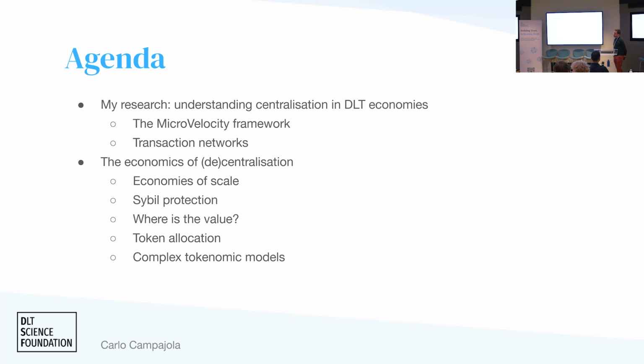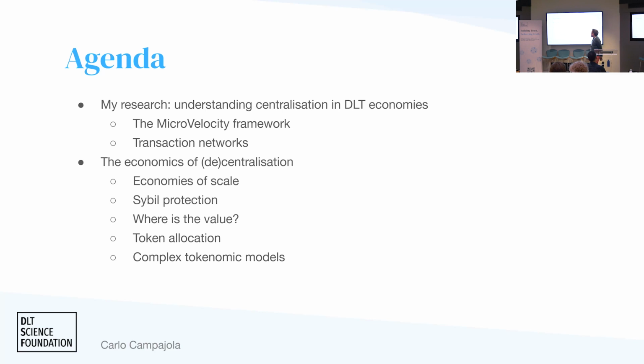And then I'm going to take a step back and look at the causes that are behind the results that I'm going to show in the first part, which is the economics of decentralization. So in particular, I'm going to talk about economies of scale, Sybil protection, where is the value of tokens, token allocation models, and complex tokenomics models, and how they can turn out.